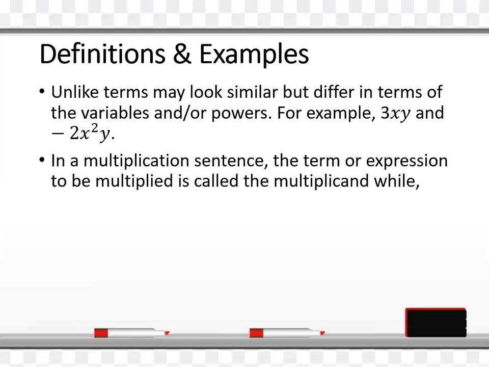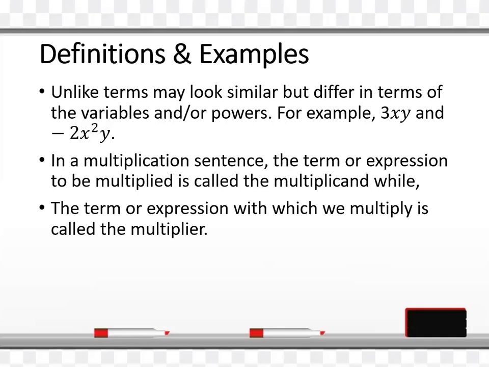In a multiplication sentence, the term or expression to be multiplied is called the multiplicand, while the term or expression with which we multiply is called the multiplier. Having an understanding of these terms will help you to better adjust as we now move into today's lesson.